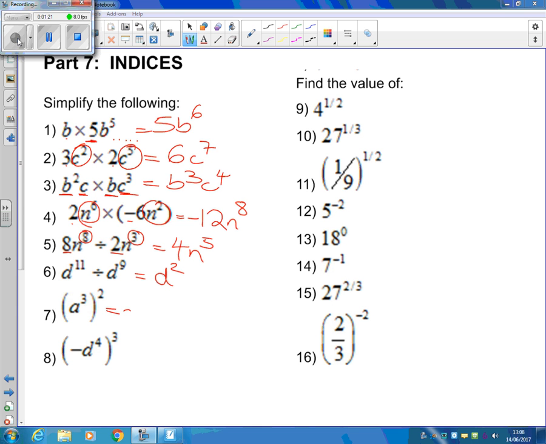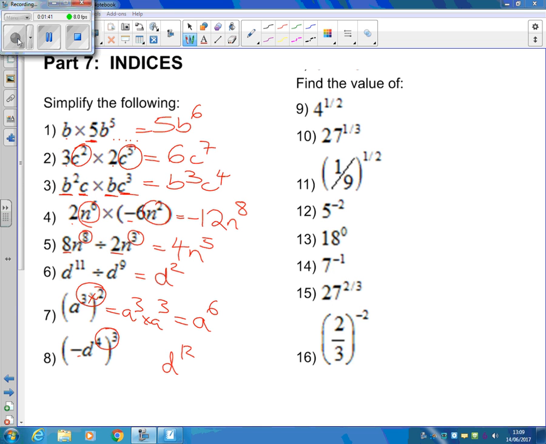A cubed squared, well, just remember that that is a cubed times by a cubed, and so it's a to the power of 6. And the way we're doing that is we're multiplying these two numbers here together. And the same issue here, we're going to multiply these two numbers here, and so we're getting d to the power of 12.